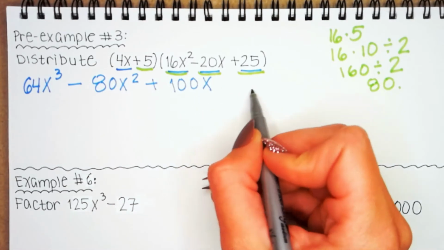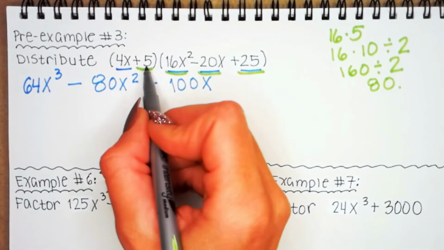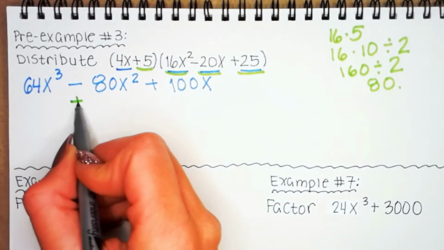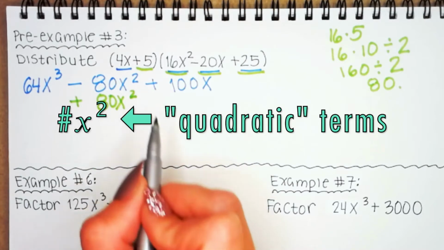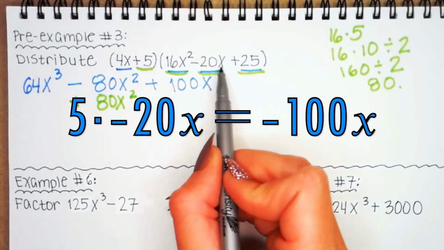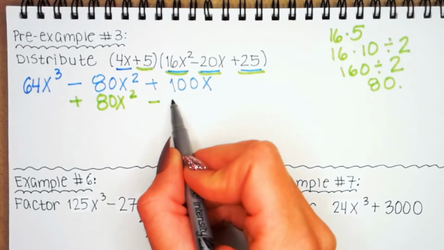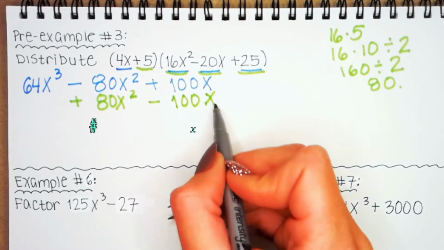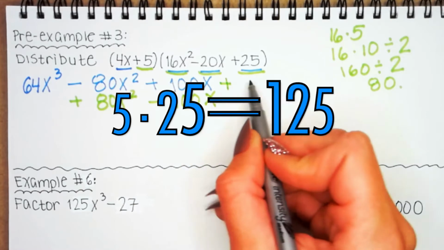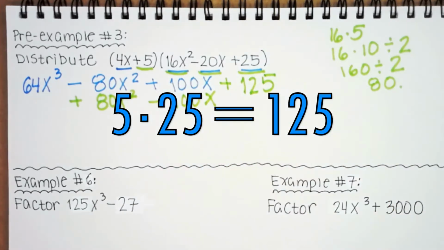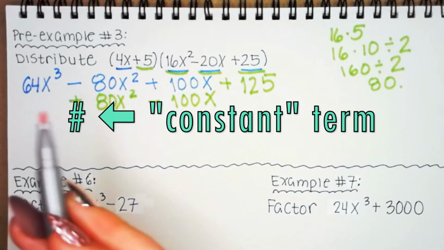Instead of writing it over here and then needing to pay attention to what needs to combine or creating a very long expression, I'm going to go ahead and write plus 80x squared underneath my other x squared term. Your x squared terms are called your quadratic terms. 5 times negative 20x would be negative 100x, and again, I'll put it underneath my other x term. Your x term is known as your linear term. Positive 5 times positive 25 is positive 125. I didn't have another term like this, or constant term, so I wrote it in its own column.